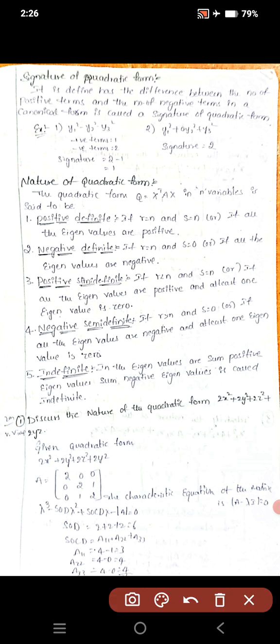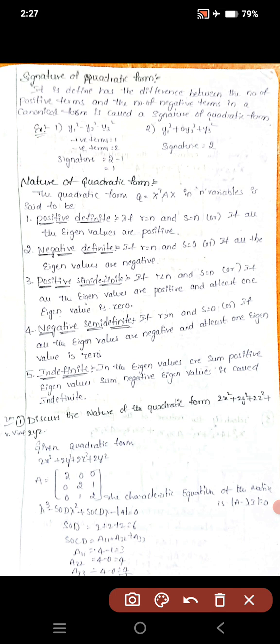Now, the signature of the quadratic form. Rank of the quadratic form is completed, index of the quadratic form is completed. Now the signature of the quadratic form. It is defined as the difference between the number of positive terms and the number of negative terms. The difference between the positive terms and negative terms is called the signature of the quadratic form.